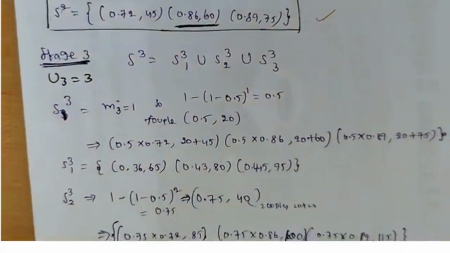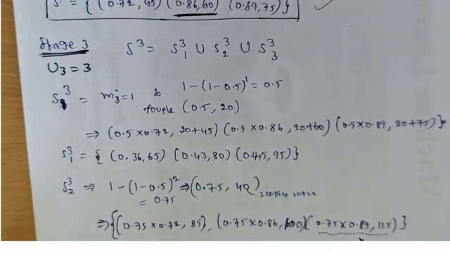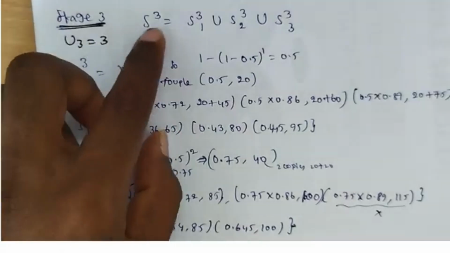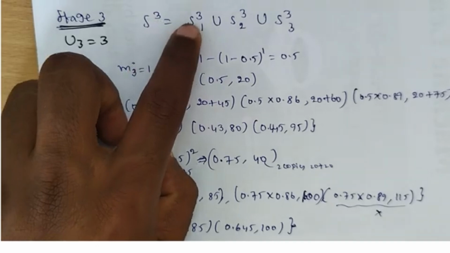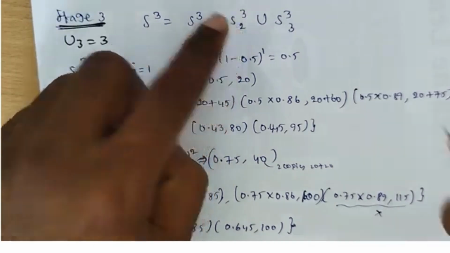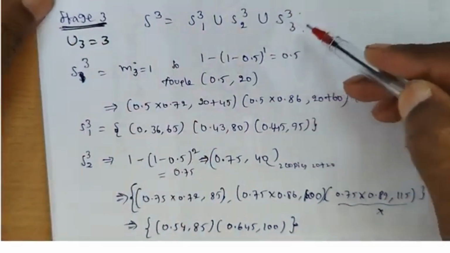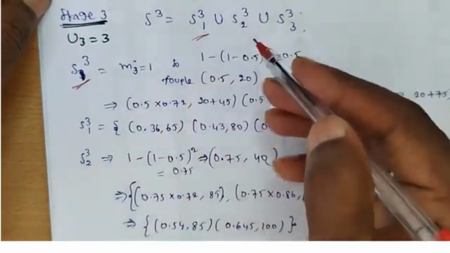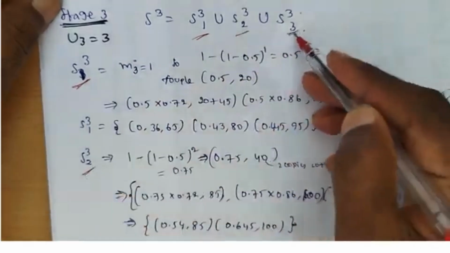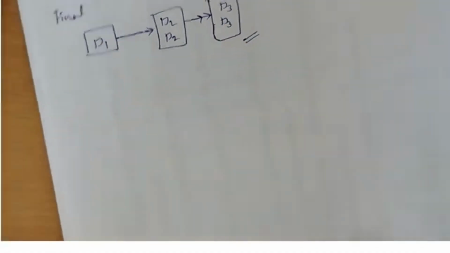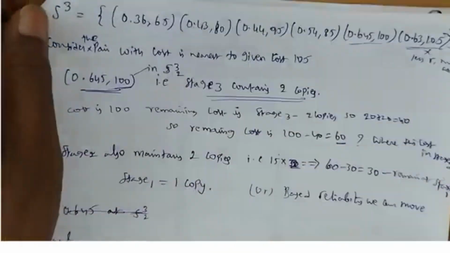Similarly we calculate the third stage. What is the third stage here? In the third stage we have to calculate u3 equals 3. So s3 equals s3 first device union s3 two devices union s3 three devices. The same method as previously: we find out this part, then this part, then this part, mix the three, and perform the union operation. Finally we get this result from the union operation.